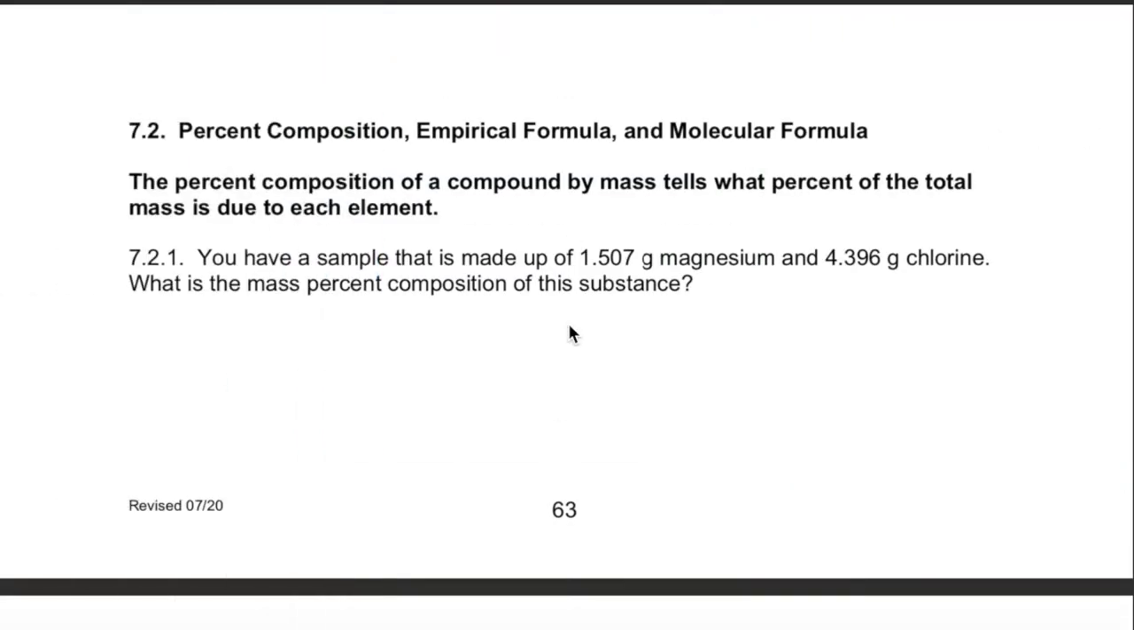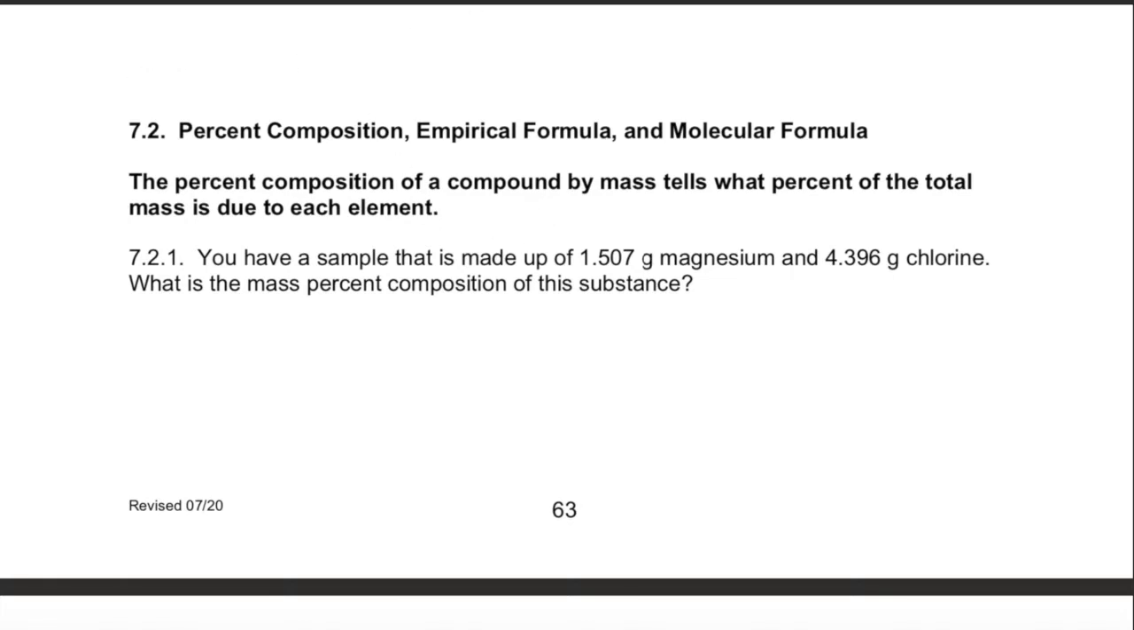The formula of a compound gives us the simple ratio of elements that make up that compound by moles, but we can also analyze and figure out by mass what the percent composition of a compound is. So we can do this two different ways.